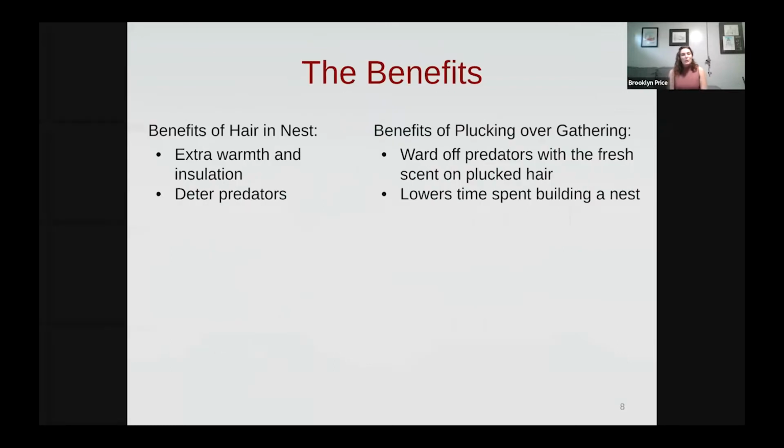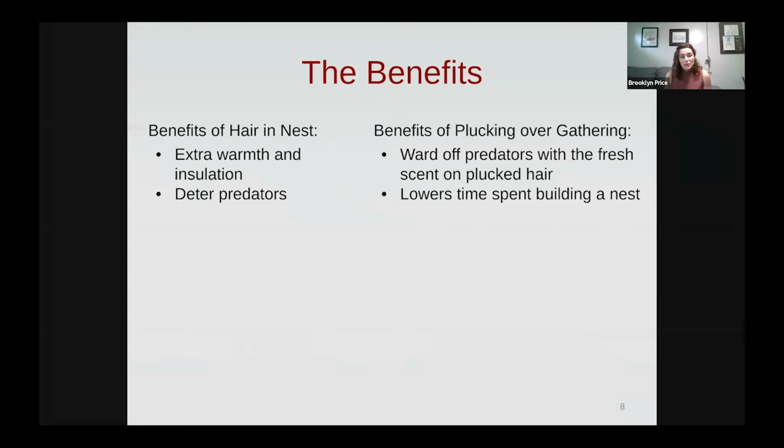All right, so before we talk about our results, we hypothesized some possible benefits about gathering hair, plucking hair, and just in general having hair in the nest. On the left, you can see the benefits of just having hair in the nest. And one of those is that they just have extra warmth and insulation from the hair.